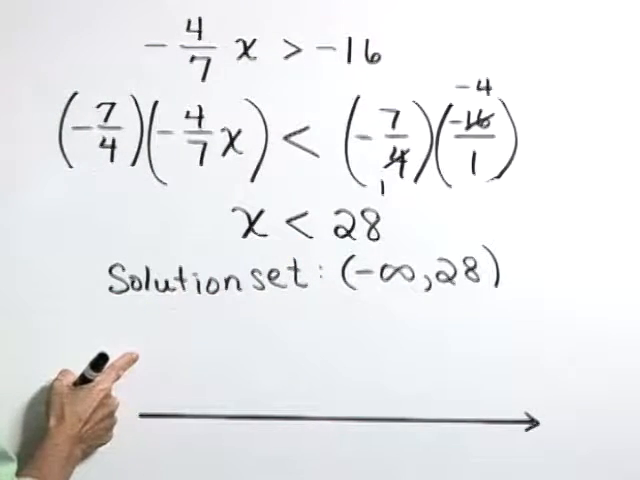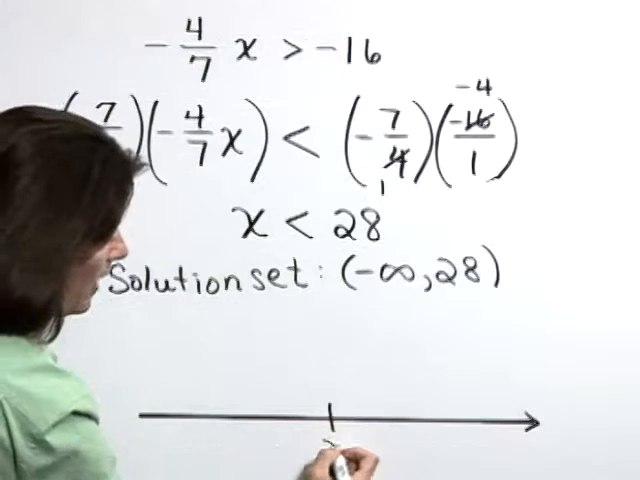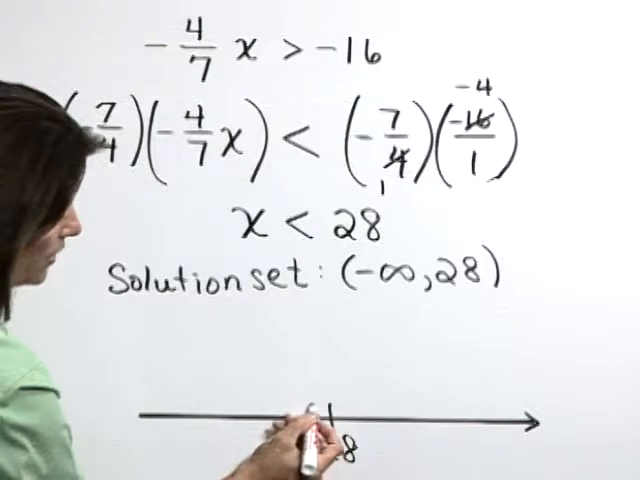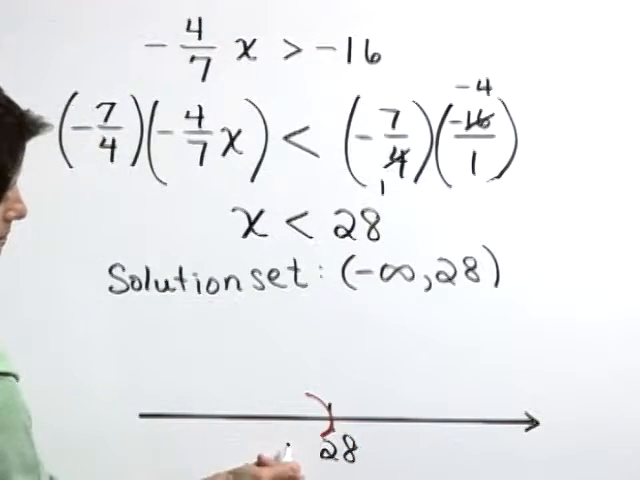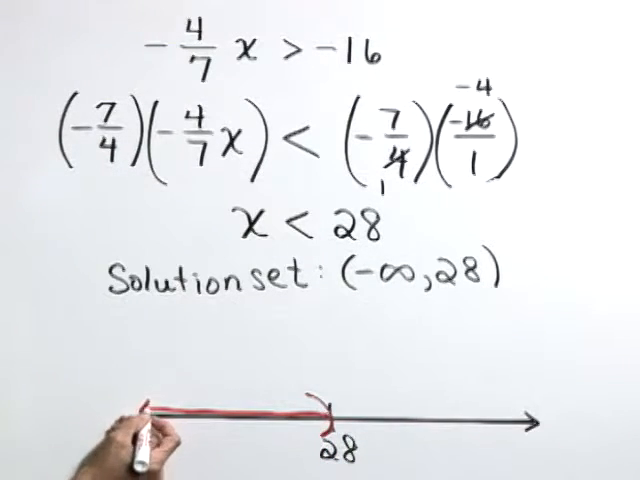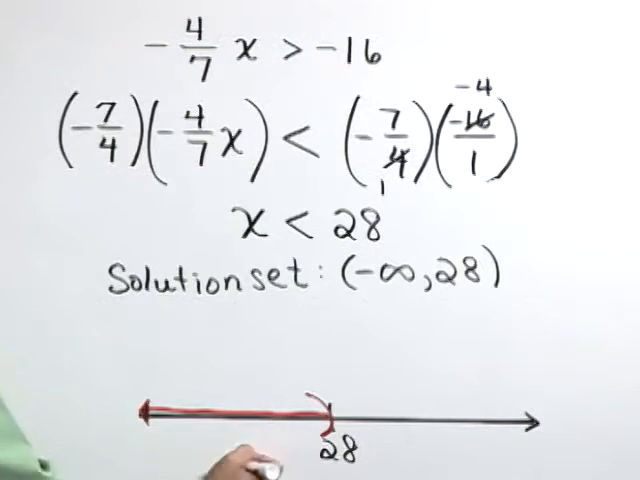Now for the graph form of the solution, let's just identify the value 28 on this number line. 28 is not included, so we'll use a parenthesis there. And bold the arrow to the left, with a bold arrow on the left indicating values from negative infinity up to 28.